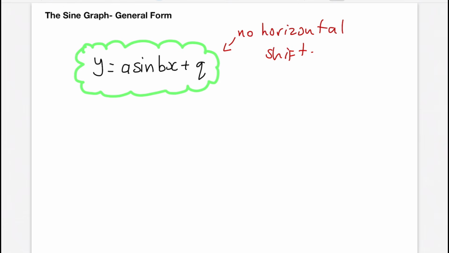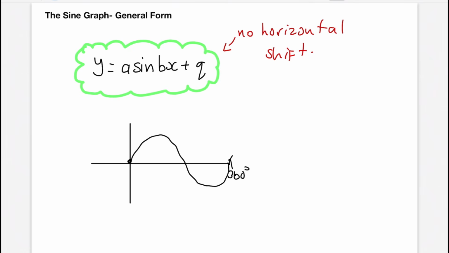b has a lot to do with what we call the period of the graph. The period of the graph is how long it takes the graph to complete one full cycle. How long it takes the graph to start over again. So what we saw in the original sine graph is the following. It looked something like this. It started here at 0, and at 360 it completed itself. Now this graph keeps going after 360.